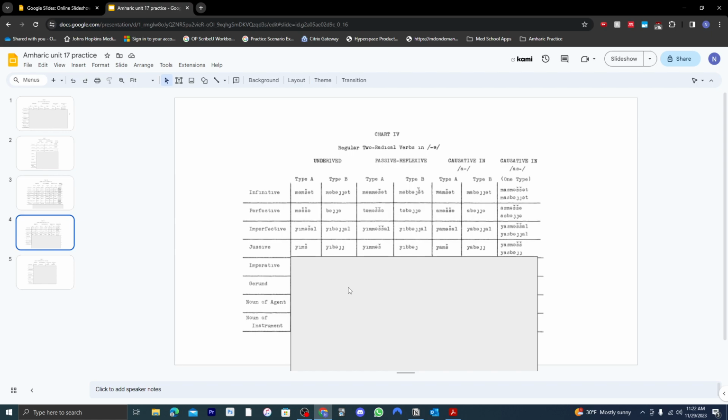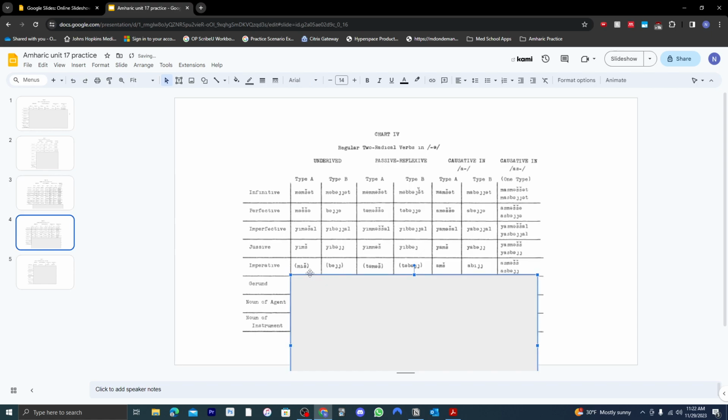Imperative. What was the lesson I tried to learn from here? I'm trying to remember off the top of my head. I don't remember. I'll just go for it. I think it's just going to be the perfective without the E at the end. So mesh, bej, amesh, tebj, amsh, abj, amshe. See how that looks. Oh, this became an I, so mish, bej, amsh, ebj, amsh.